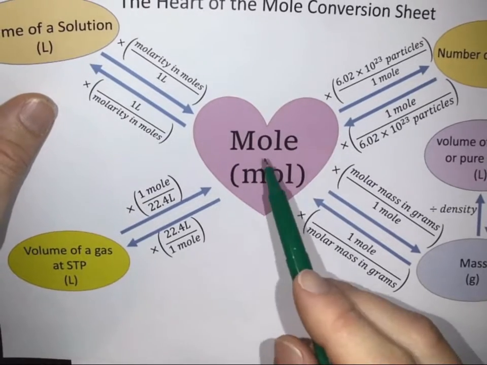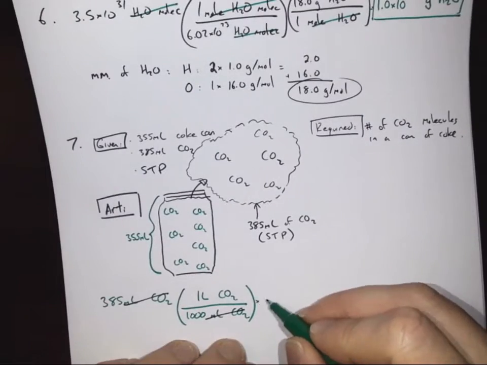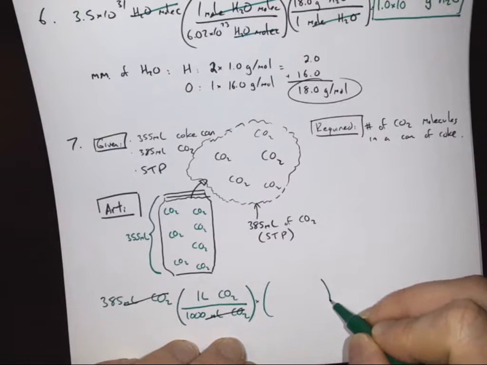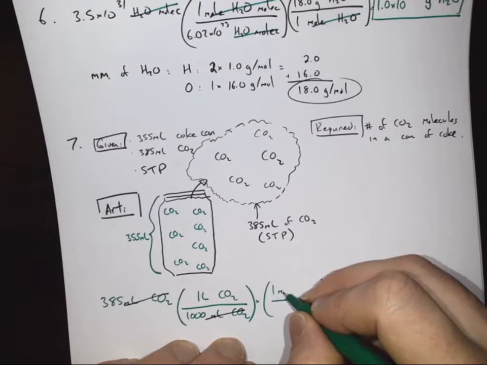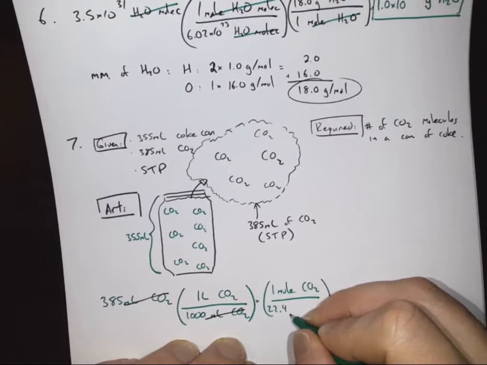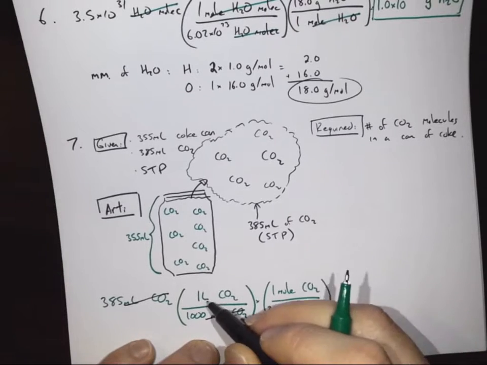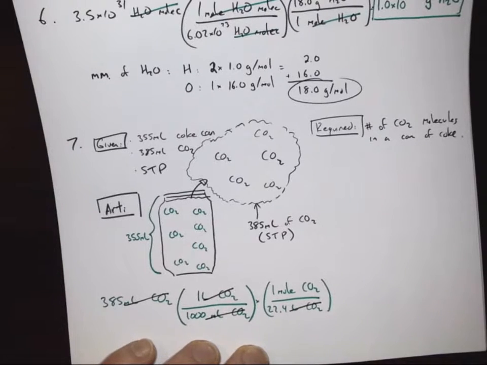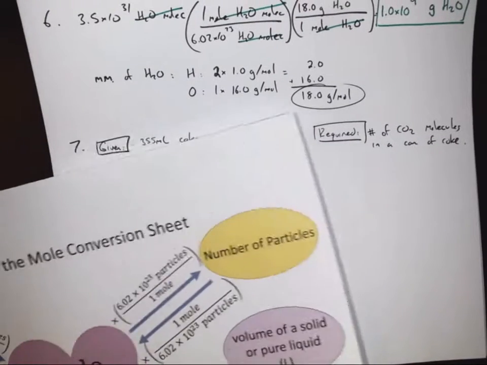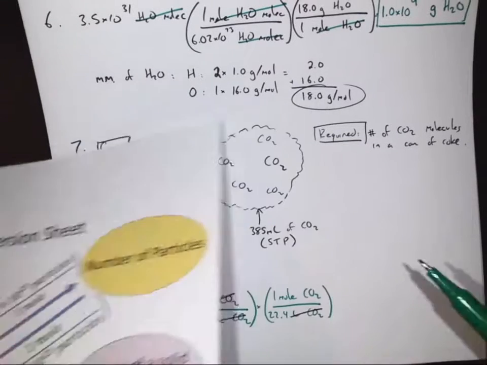Now I can turn it into a number of moles of carbon dioxide using this conversion factor. I know 1 mole of CO2 occupies 22.4 liters of space at standard temperature and pressure, which we know we're at. And lastly, we need to turn into a number of carbon dioxide particles, which is going to go from here to here using Avogadro's number.